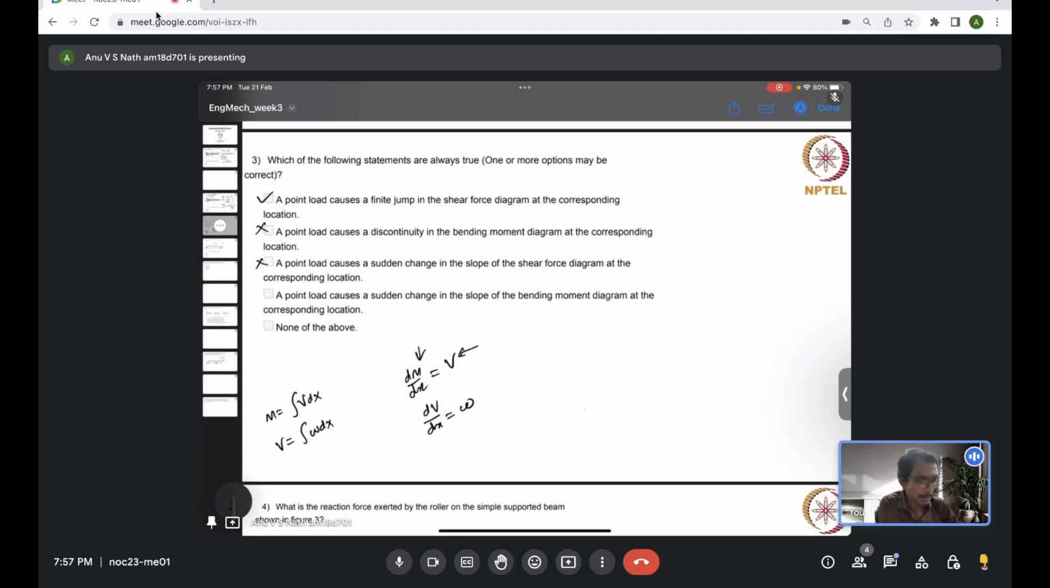Now if you see option 4, a point load causes a sudden change in the slope of the bending moment diagram at the corresponding location. Basically, it's equivalent to the first point itself, because the slope of the bending moment is going to give the shear force. So it's basically saying the first point itself: a point load causes a sudden change, a finite jump, in the shear force diagram at that location. Because the fourth point is equivalent to the first point, they are the same and they are correct.